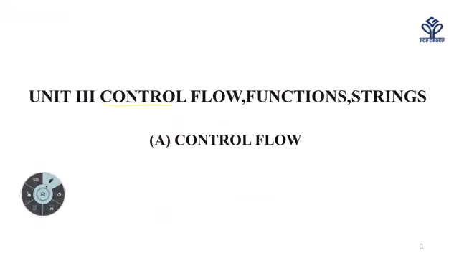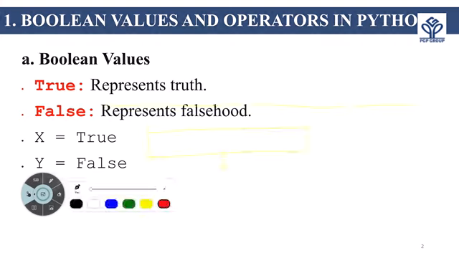Our unit 3 topic is control flow, functions, strings. Today we are discussing control flow, where it is used, and what the purpose of control flow is. In this control flow method we are using two things. First, Boolean values, and second, operators.